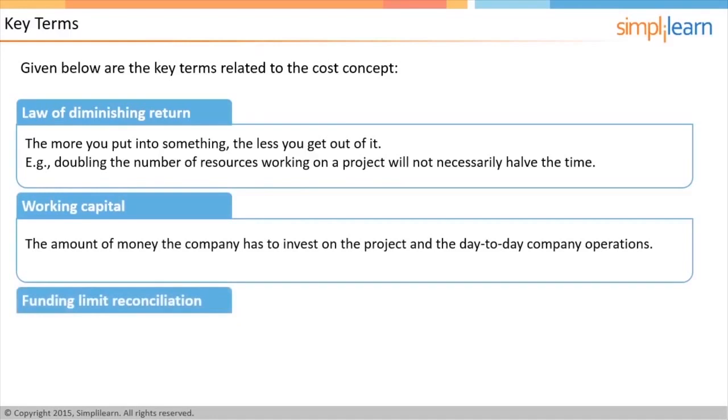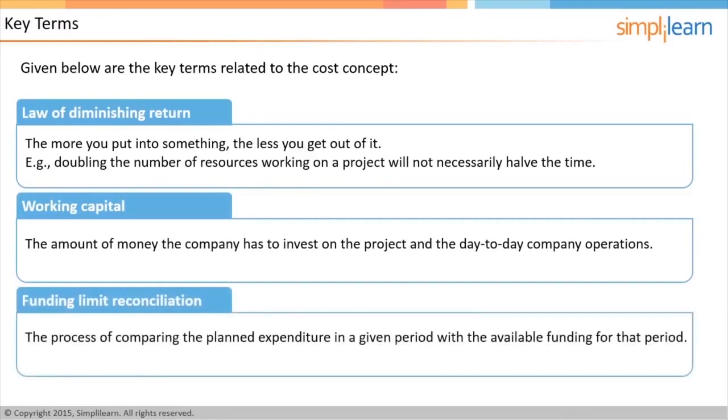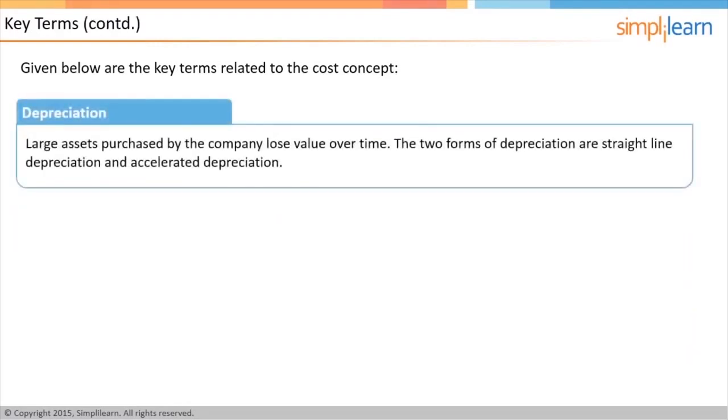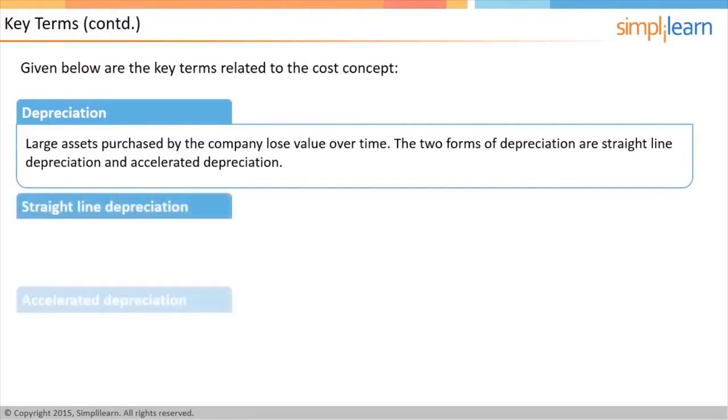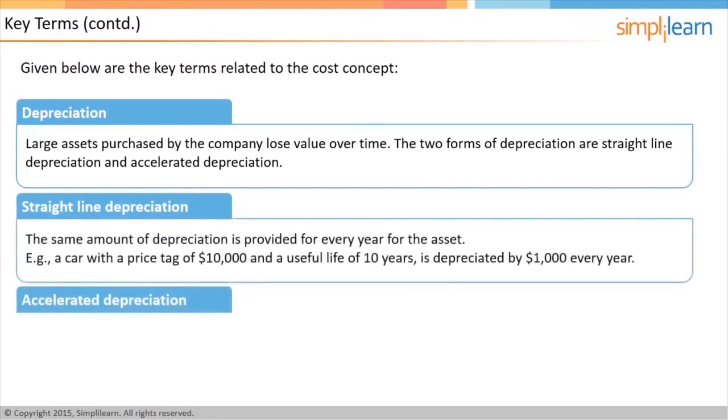Funding limit reconciliation. The process of comparing the planned expenditure in a given period with the available funding for that period. Large assets purchased by the company lose value over time. This is called depreciation. There are 2 forms of depreciation, straight line and accelerated. In straight line, the same amount of depreciation is taken every year. For instance, a car with a price tag of $10,000 and a useful life of 10 years is depreciated $1,000 per year. At the end of the 10th year, the value of the car is considered zero for all accounting purposes.